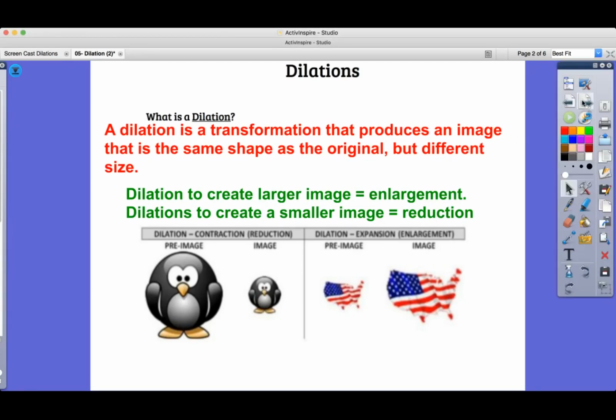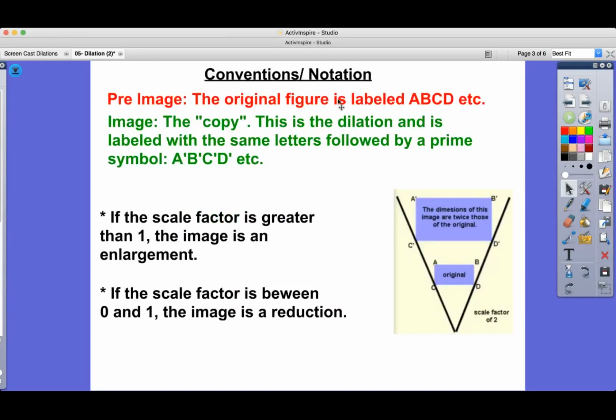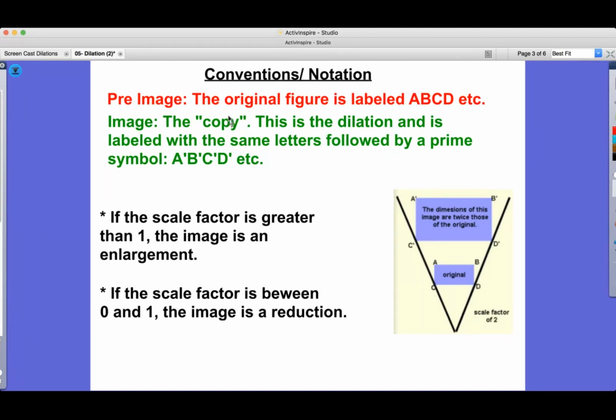Okay, so here are some conventions and some notation. So the pre-image, that's the original figure, and this one is usually labeled as A, B, C, D, etc. The image, that's going to be the copy. This is the dilation and is labeled with the same letters followed by a prime symbol. So it's going to become A prime, B prime, C prime, D prime.